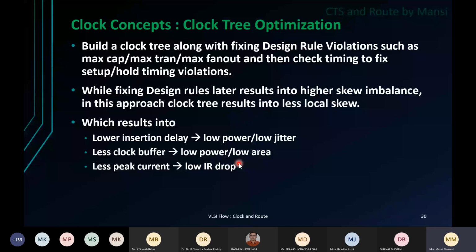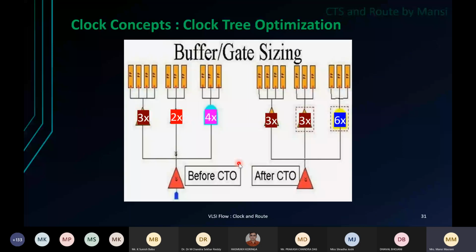So this way, if you take care of the optimization while building, the clock tree which is built is going to be much better than the one we did earlier. Now, how does it take care of that? Before clock tree optimization, if we go through plain CTS, it's going to do this. Here, if you see, for these flops, it is using a 3x buffer. 3x is a drive strength of 3.